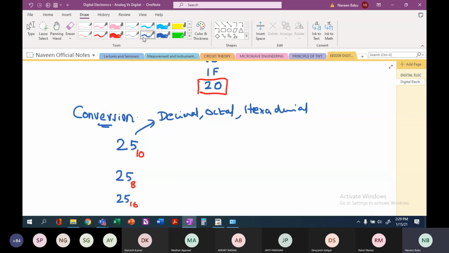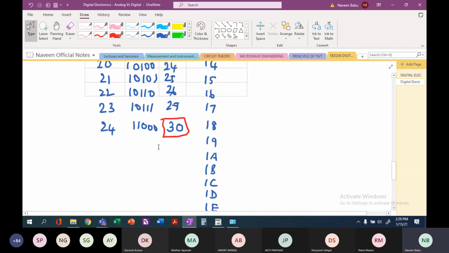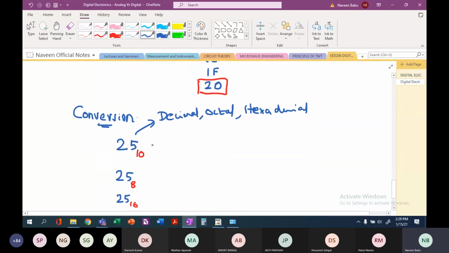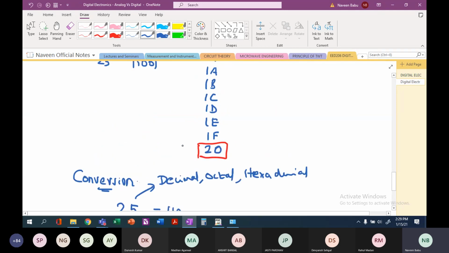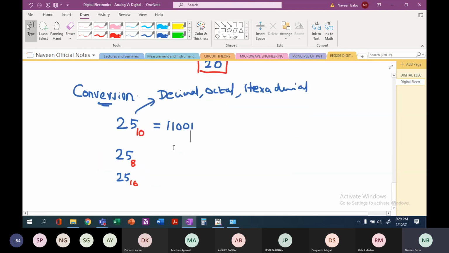Now, how is the conversion possible? 25, right? So we have this particular table, right? So 25, what does this correspond to? It corresponds to 11001, right? So this 25 in decimal number system is equivalent to 11001. Please note that again ones and zeros are a part of the symbols of decimal, octal and hexadecimal.